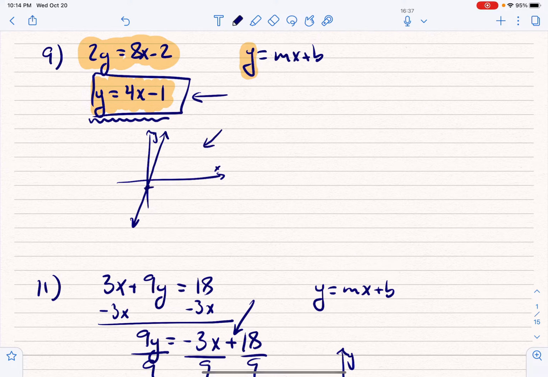I said, well, we'll go down here and say the y-intercept is -1, and we're going up 1, 2, 3, 4 over 1. And so it's got a slope of 4, okay?